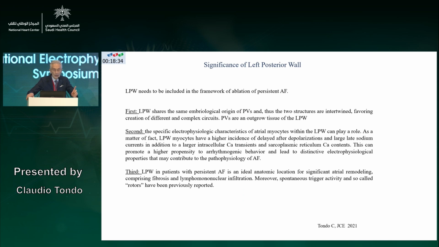Number one, the posterior wall shares the same embryological origin as the pulmonary veins. So these two structures are intertwined, and that can explain why in some patients we have both paroxysmal and persistent AF episodes. This probably underlies the fact that you might have different and complex circuits in the left posterior wall.